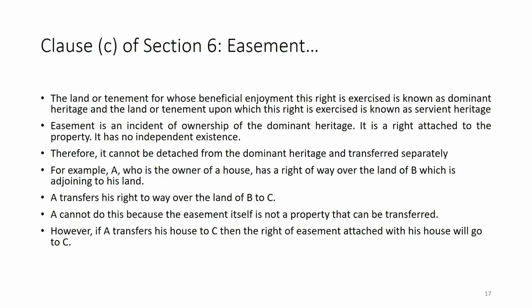So, there will be no bifurcation whereby the easementary right can be transferred to Mr. A and the immovable property transferred to Mr. B. So, an easementary right is not transferable at all.